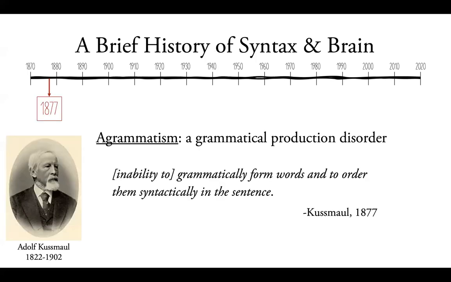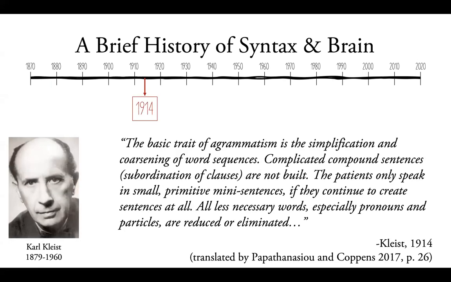Going way back in the 1870s, agrammatism in production was characterized, a grammatical production disorder, which Kussmaul described as an inability to grammatically form words and to order them syntactically in the sentence. In 1914, Karl Kleist provided some more specification of the nature of expressive agrammatism.